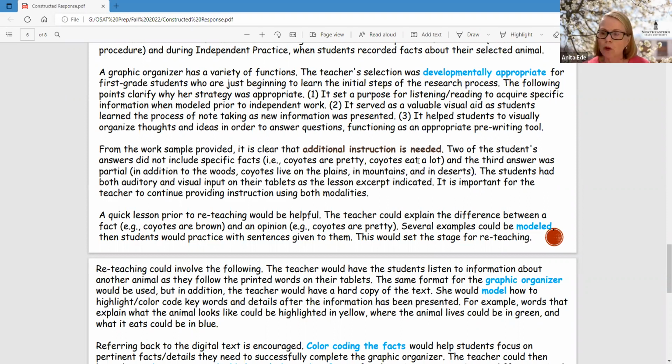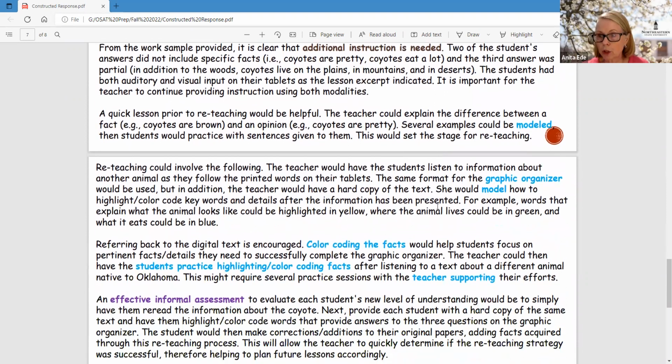Okay, so then we go into, well, what can you do? Here comes your strategy. She starts out with, a quick lesson prior to reteaching would be helpful. She talks about modeling and practicing with the students. And then she talks about how she's going to reteach this lesson.